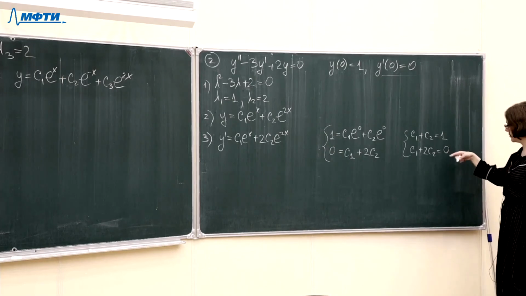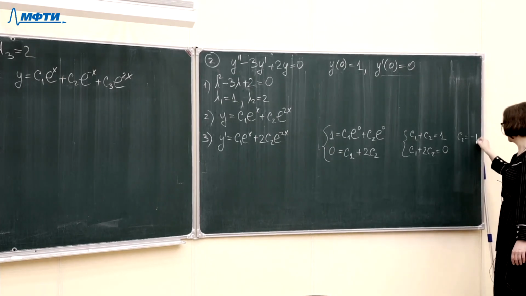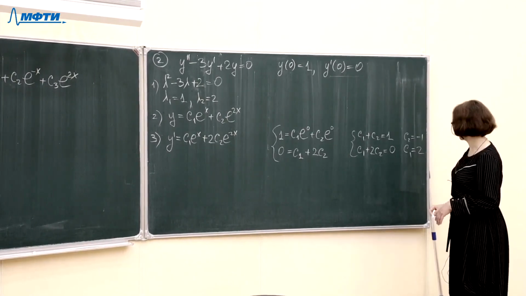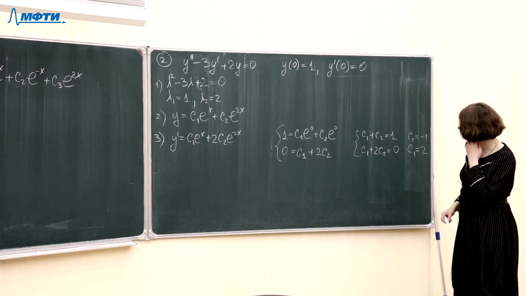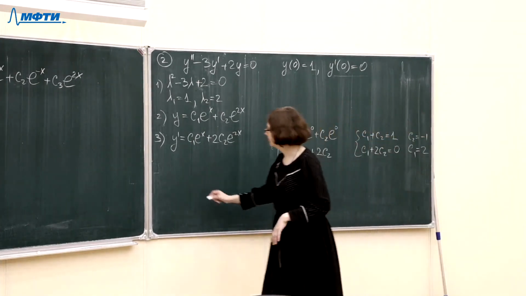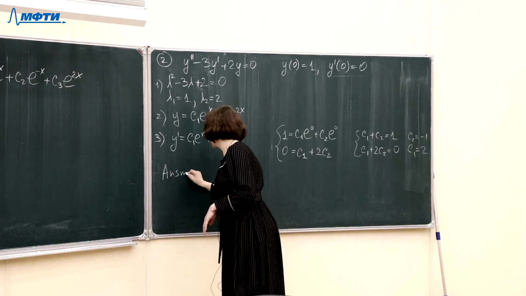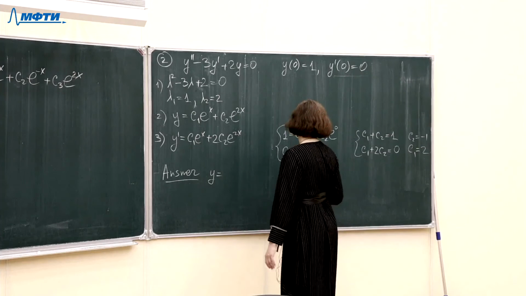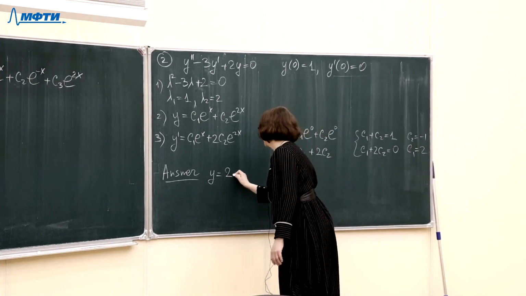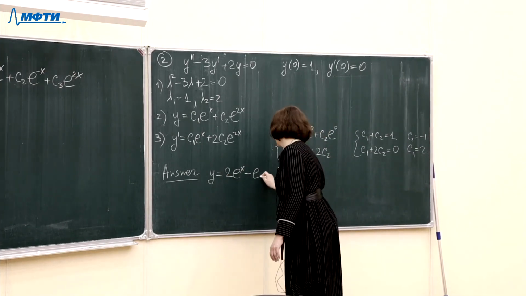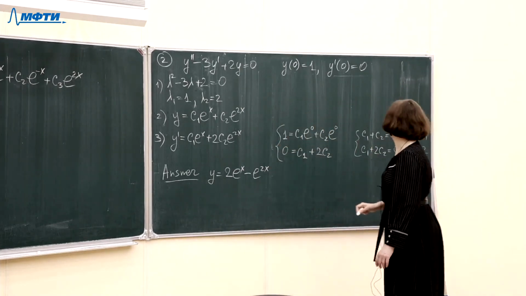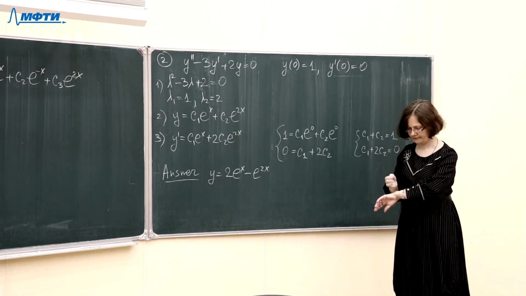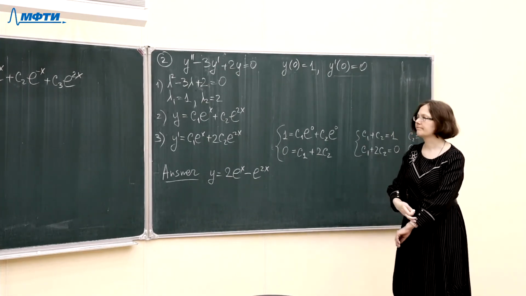If we subtract, we get c2 equals negative 1 and c1 equals 2, if I'm not mistaken. And so the answer: our particular solution is given by the formula y equals 2e to the x minus e to the 2x. This is the particular solution satisfying these initial conditions. Okay.